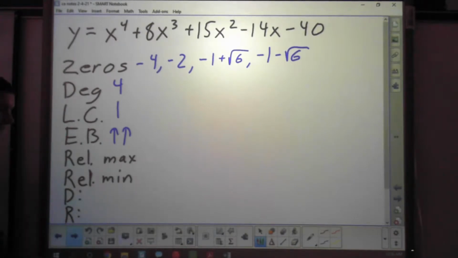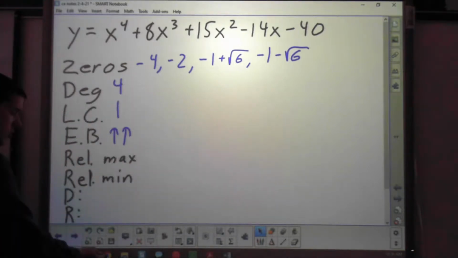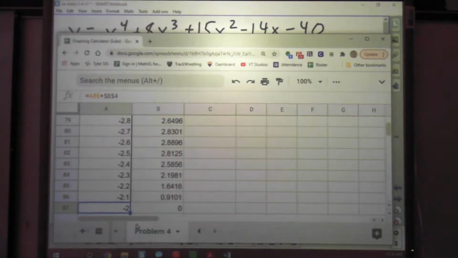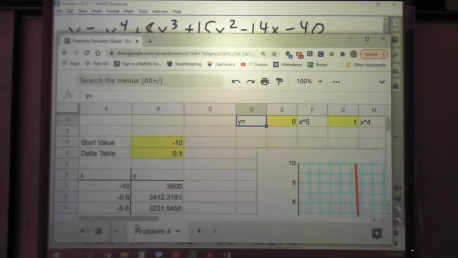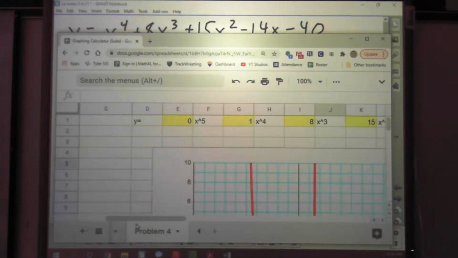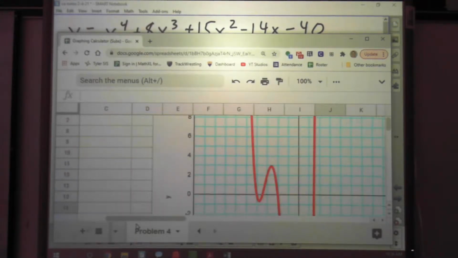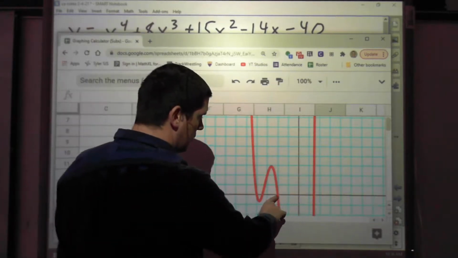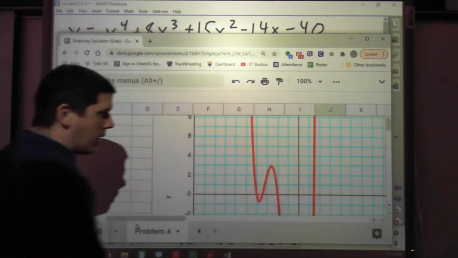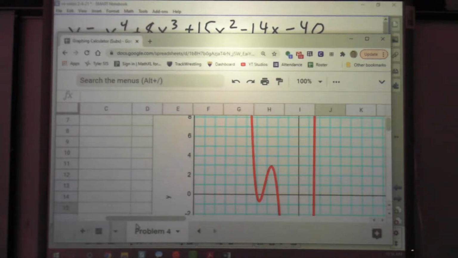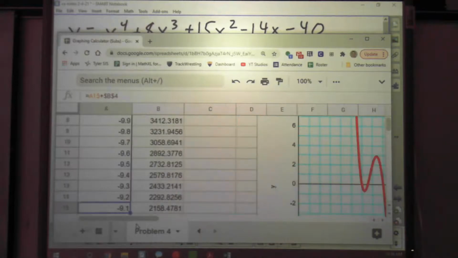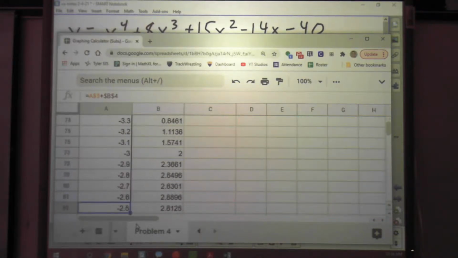Relative max. Well, for that, again, I need to go back to my chart. This is where, again, sketching the graph might help you out, or looking at the graph, whichever you want to do here. So when I'm looking at this for that maximum, it looks like it's in between negative 2 and negative 3. So I want to make sure I'm looking in between negative 3 and negative 2 for that highest number.